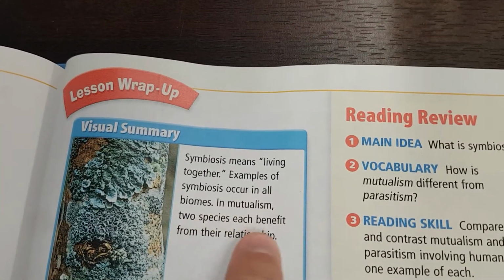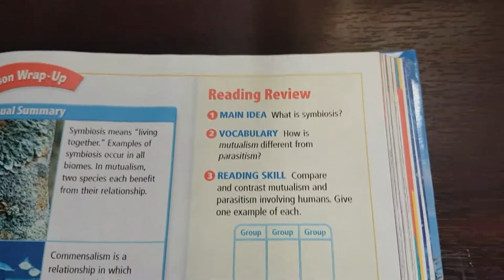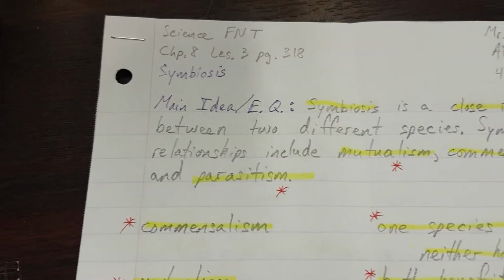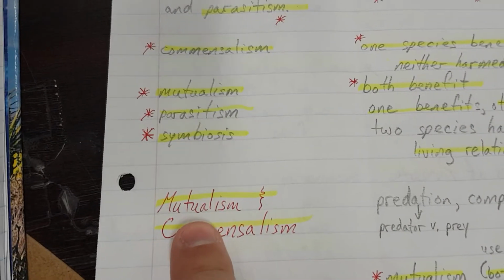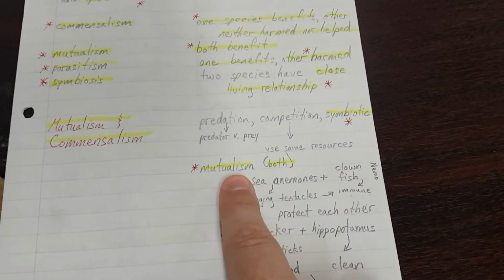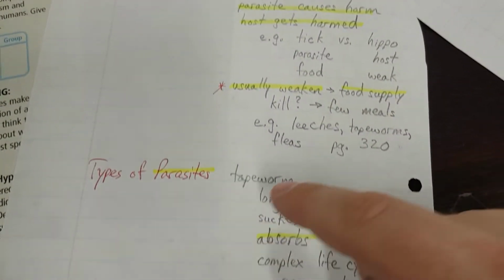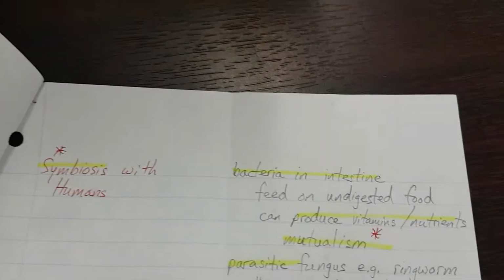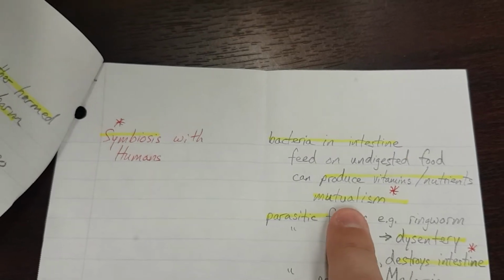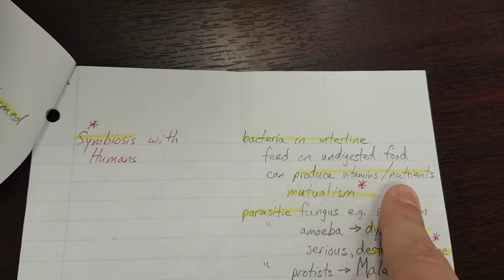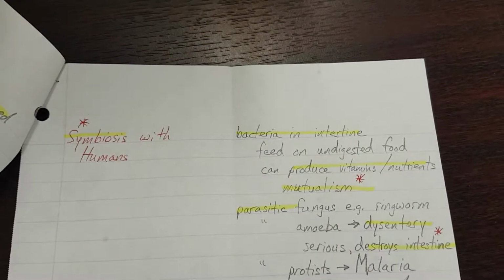In mutualism, two species each benefit from their relationship. Okay, highlight mutualism. Mutualism, both benefit. Mutualism is both, and we can give an example when we write our paragraph. Parasites, parasites, parasites. Symbiosis with humans. Was there any mutualism? Yes. Bacteria in intestine. They produce vitamins or nutrients. There's an example of mutualism.